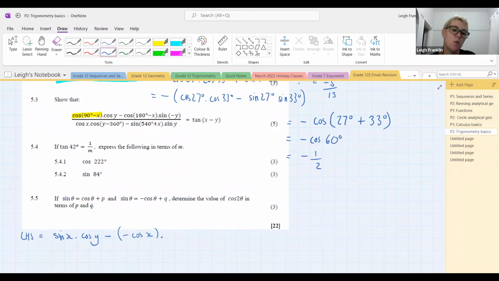Times, and sine minus y, what is that going to reduce to? Minus sine y, correct. Okay, good stuff, everybody. Let's do the denominator now. Okay, so cos x is obviously not going to be anything other than cos x. Okay, now cos y minus 360, what is that going to reduce to? Add 360, absolutely, and that just gives us cos y, 100%.